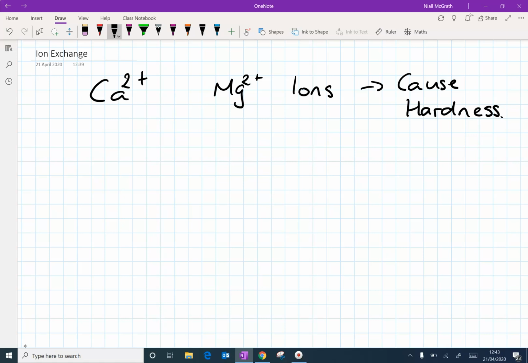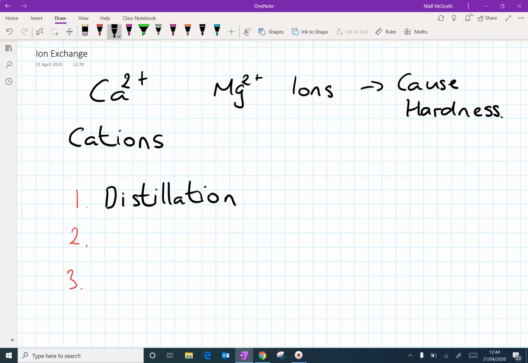They're positively charged ions, so they can be referred to as cations. Negatively charged atoms would be referred to as anions. There are a few ways of removing these ions from water. There are 3 that are looked at in your course. The first one would be distillation. The second would be by using washing soda. And the third one, the one that we're going to look at here, is using ion exchange resin.